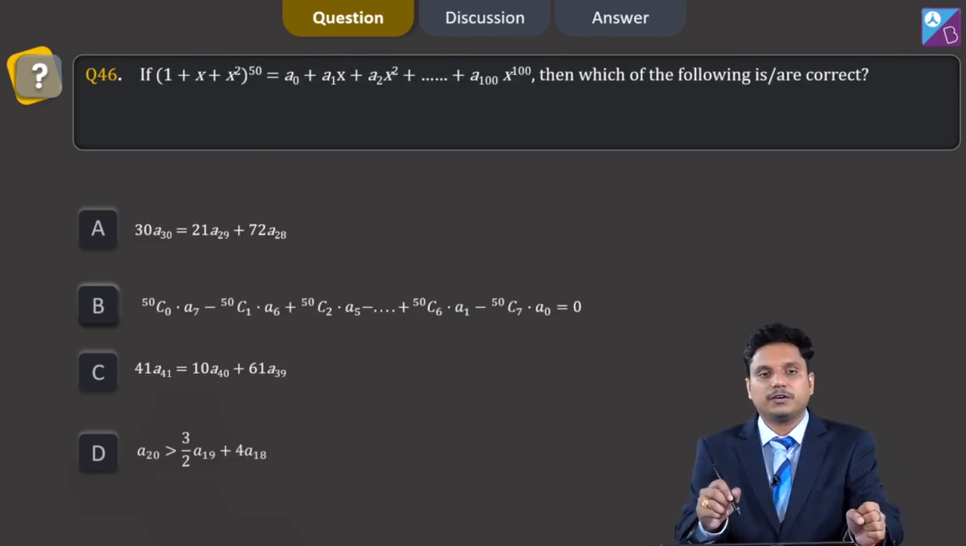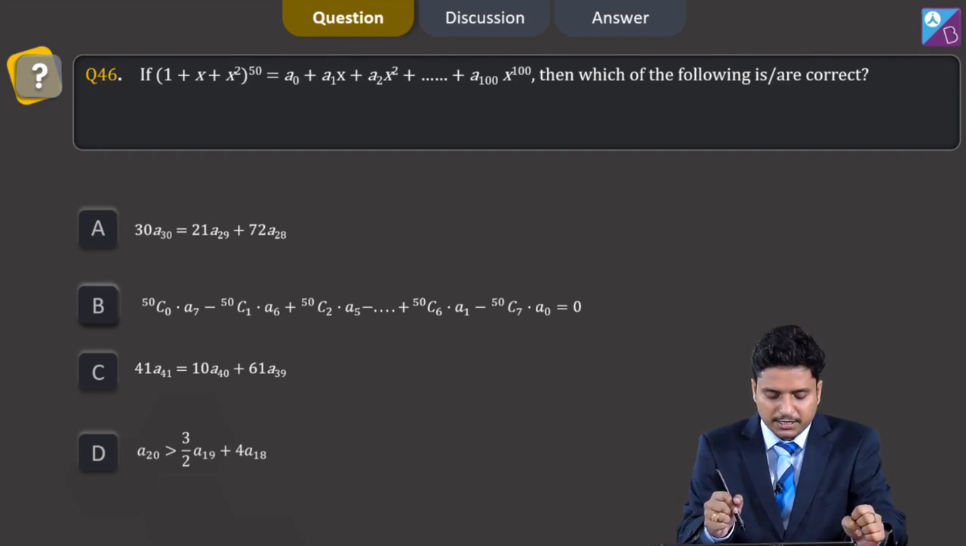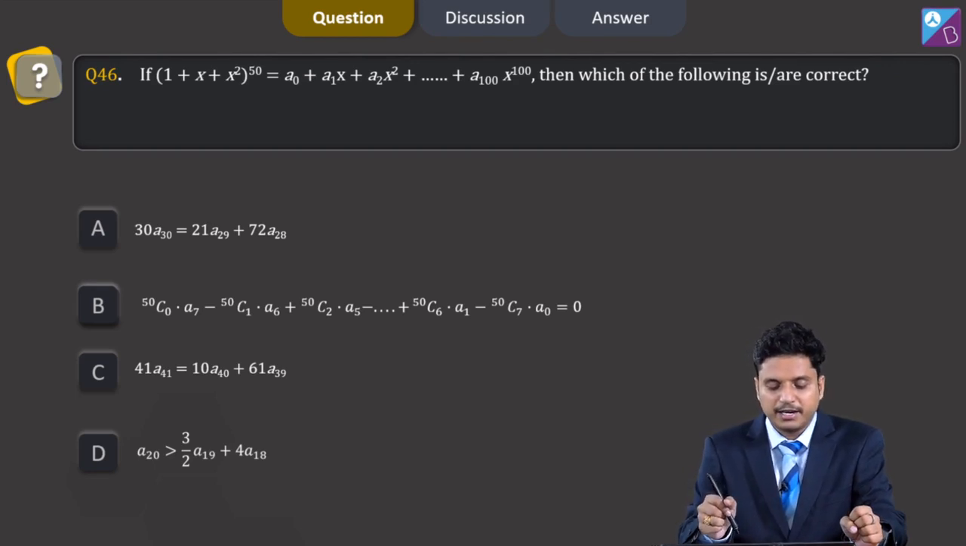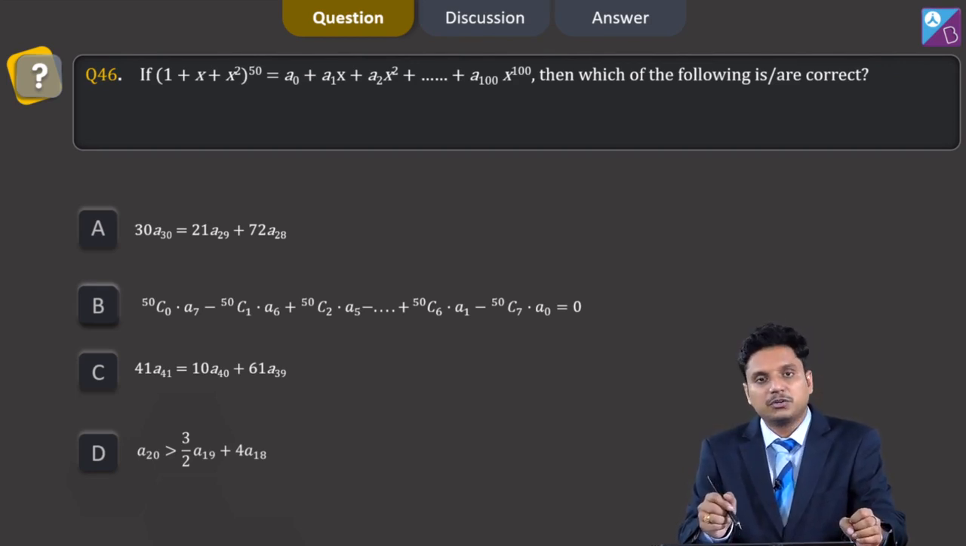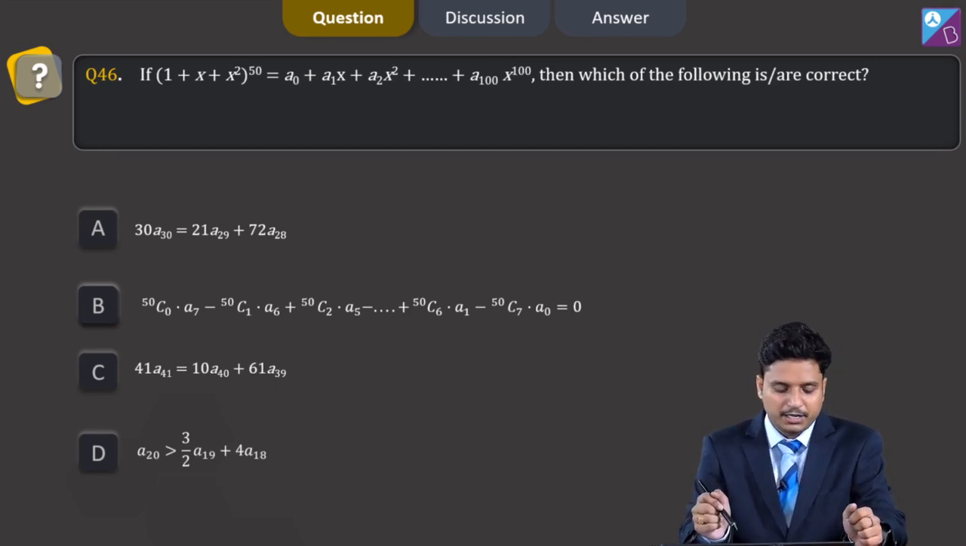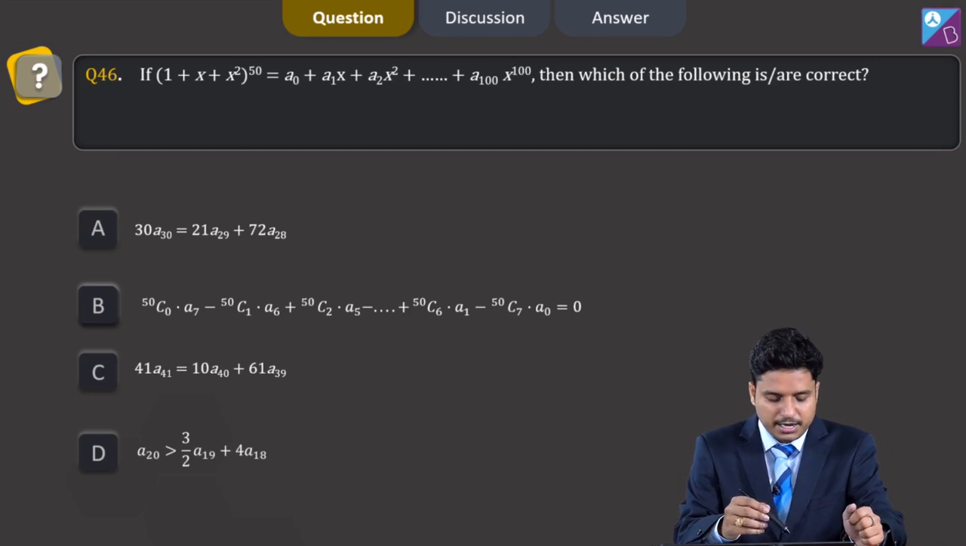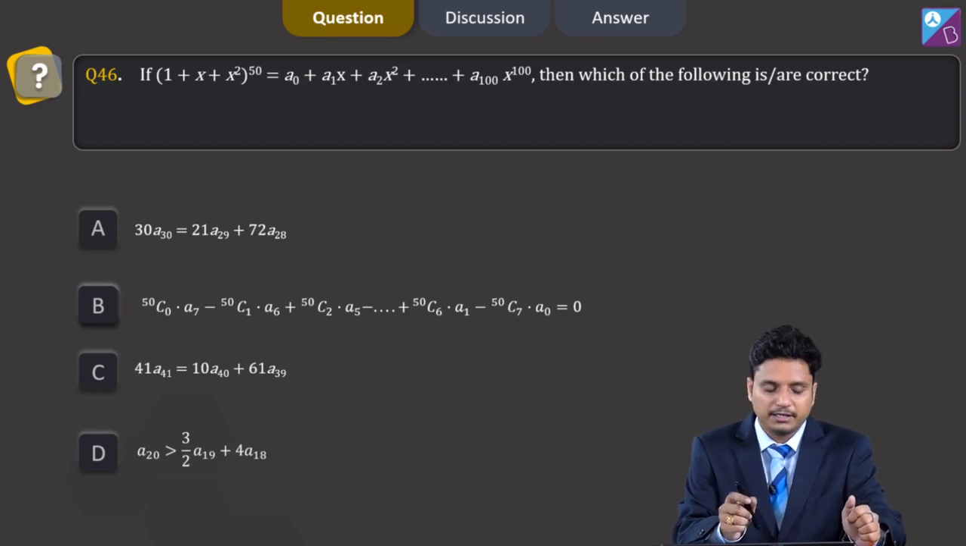Now moving on to question number 46, it is (1 plus x square) raised to power 50 is equal to a naught plus a1x plus a2x square up to a100x raised to power 100. It is not only binomial but it is a multinomial theorem's case. Then which of the following are correct? You have to check a30 is equal to 21 a29, and all these relations, you have to try and prove whatever are correct.